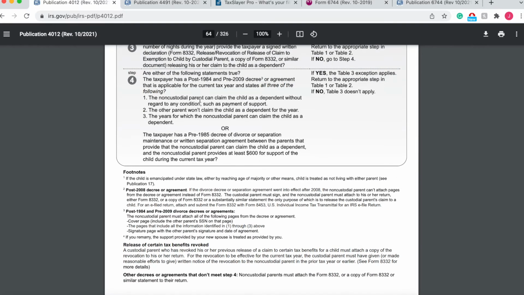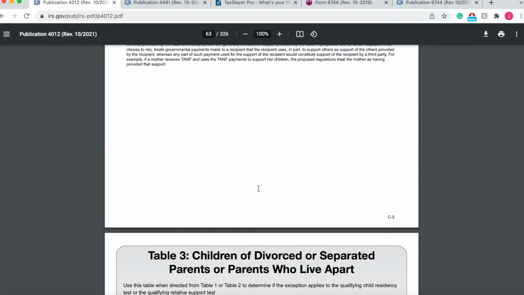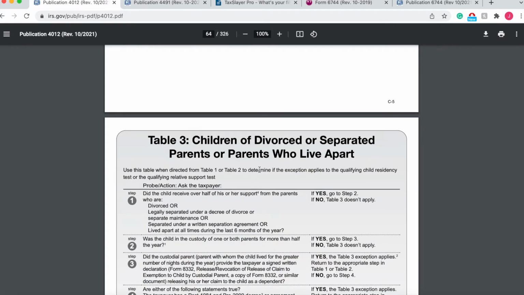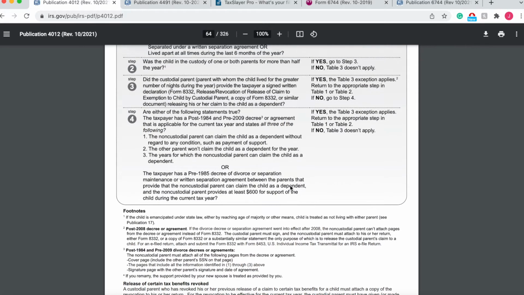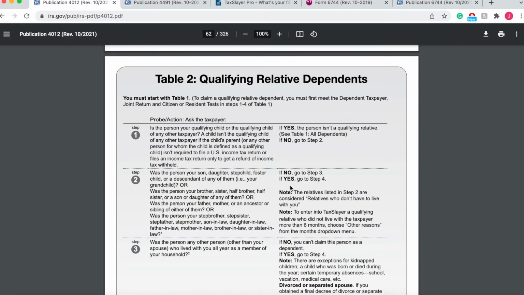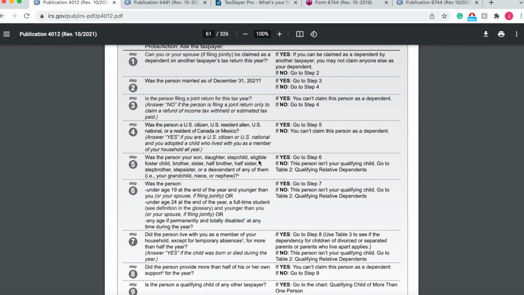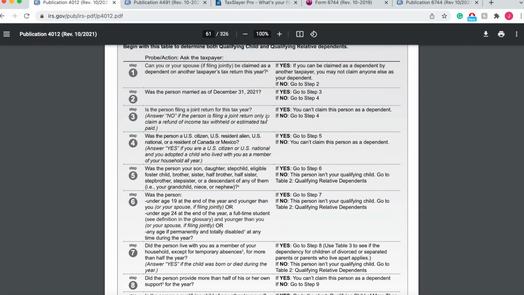And so we'll check this exception again just to make sure nothing there impacts it. It says, in fact, that Table 3 does not apply. But this is where we were supposed to start because, again, it was for children of divorced or separated parents who live apart from each other. And so when this does not apply, we come back up here to where we look at all dependents to determine if we can claim them as a qualifying child or a qualifying relative. The first question asks, can you or your spouse, if filing jointly, be claimed as a dependent on another taxpayer's return this year? The answer to that is clearly no for Jennifer.